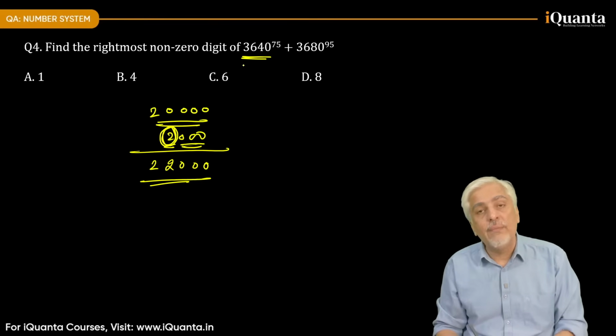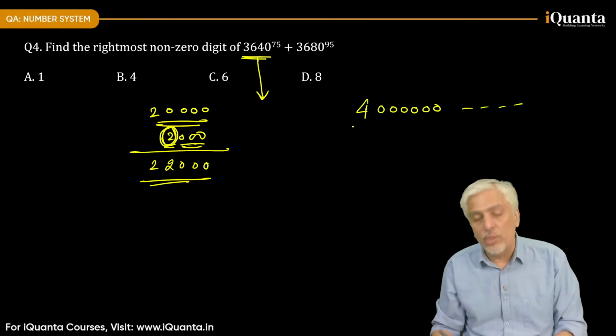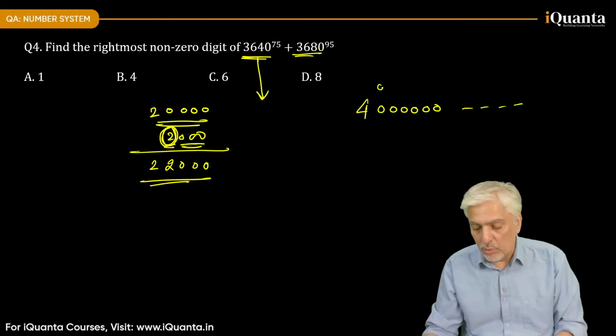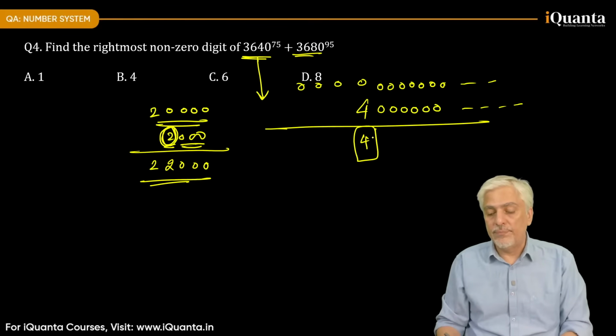So here there are fewer zeros. This one has 75 zeros, 1 2 3 4 5, like that 75 zeros, and it ends in 4, while this number has 95 zeros. So 1 2 3 4 5 6, and here there are more zeros, 95 zeros. So the last non-zero digit will be 4.